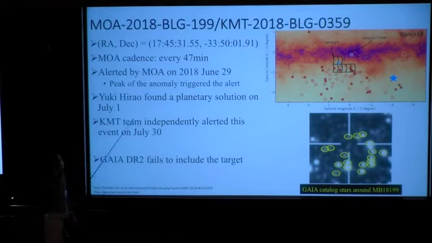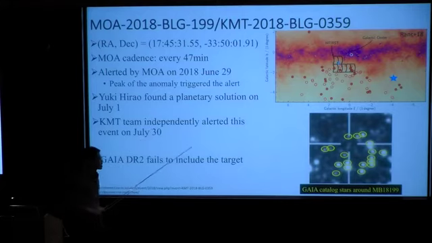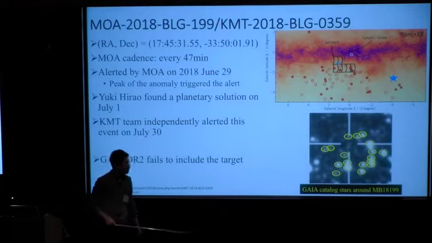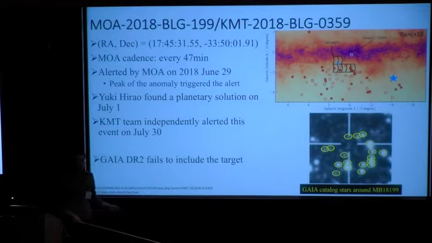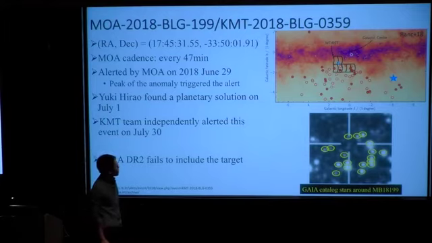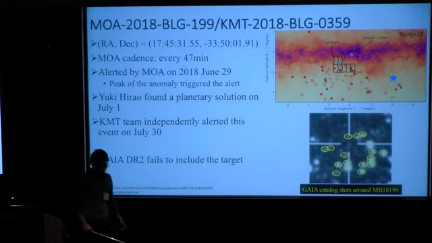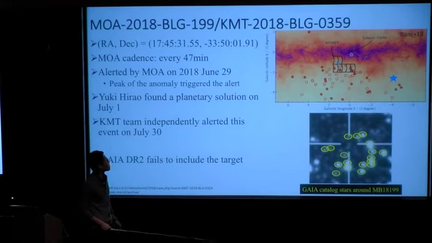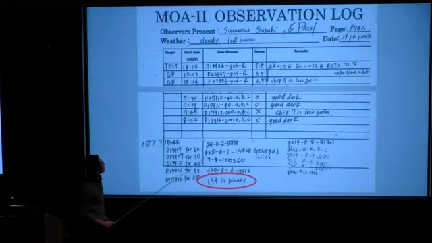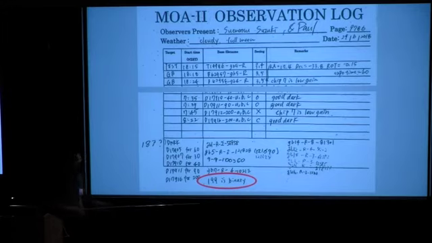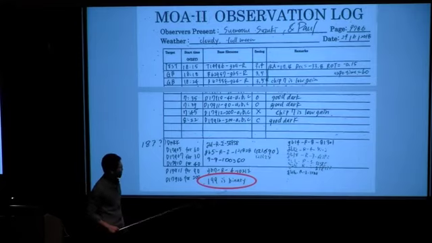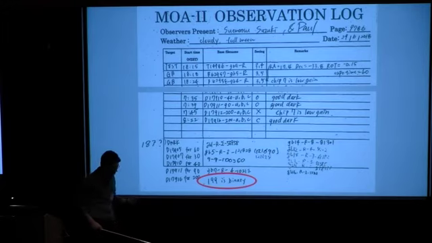Just after Yuki circulated his planetary model, Dave asked me why I didn't notice the planetary anomaly, because I was an observer at Mount John Observatory at that time. I'm not sure I can respond to that question today, but here is my actual handwritten observation log, where I was the observer at the time, and here is my answer. Somehow I decided this event was a binary. Sorry about that, but maybe I need more careful checking, or maybe we need machine learning.